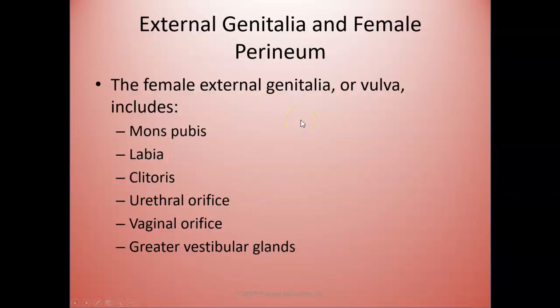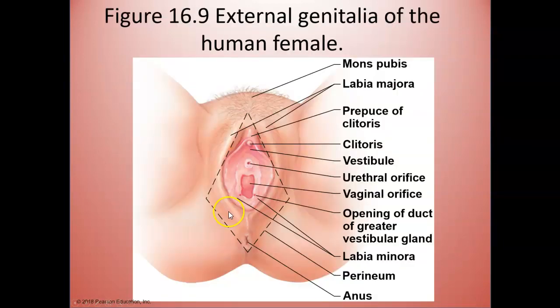So female external genitalia collectively is known as the vulva. It includes what we call the mons pubis, the labia, the clitoris, the urethral orifice, the vaginal orifice, and the greater vestibular glands. And again, the vestibule is the whole opening there. So this is the mons pubis. If you picture the pubic bone, the pubic bone is right underneath there. So the mons pubis is this layer of adipose tissue and skin over the top of that.